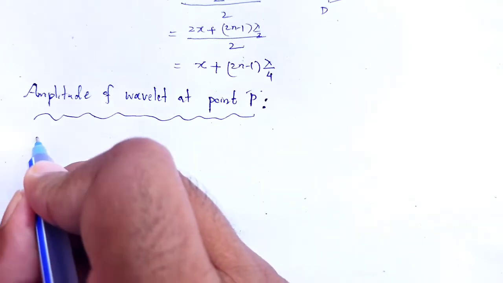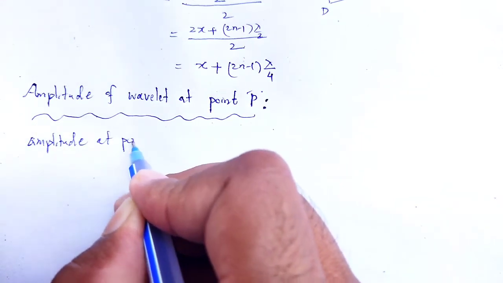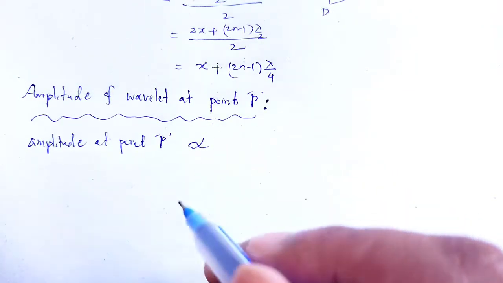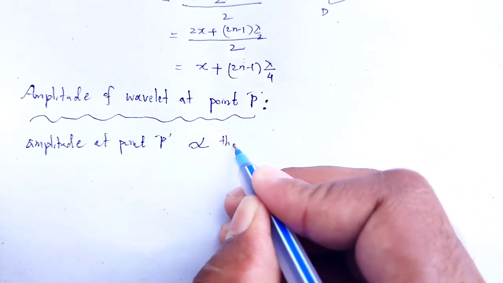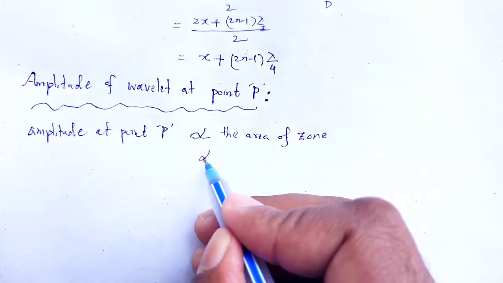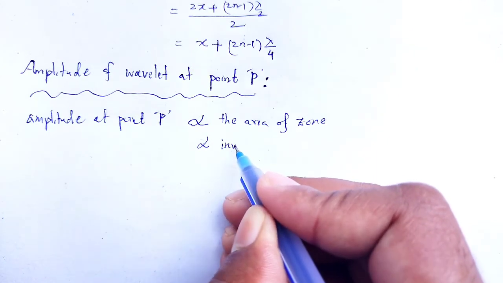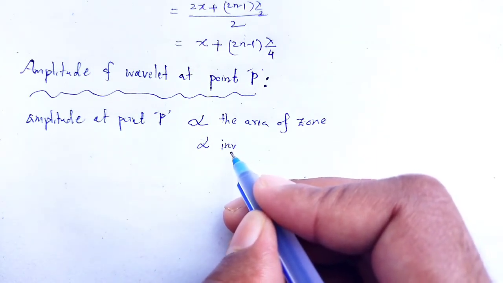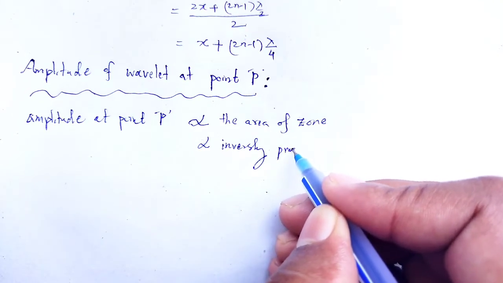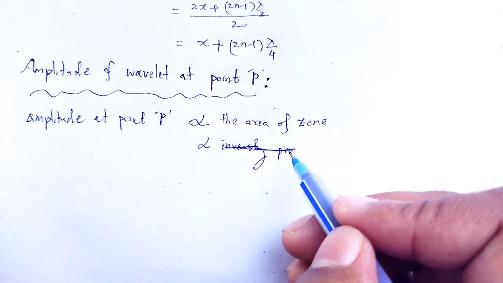The amplitude at point P depends upon three factors. It is directly proportional to the area of the zone, inversely proportional to the distance of the zone from that point, and also directly proportional to the obliquity factor.